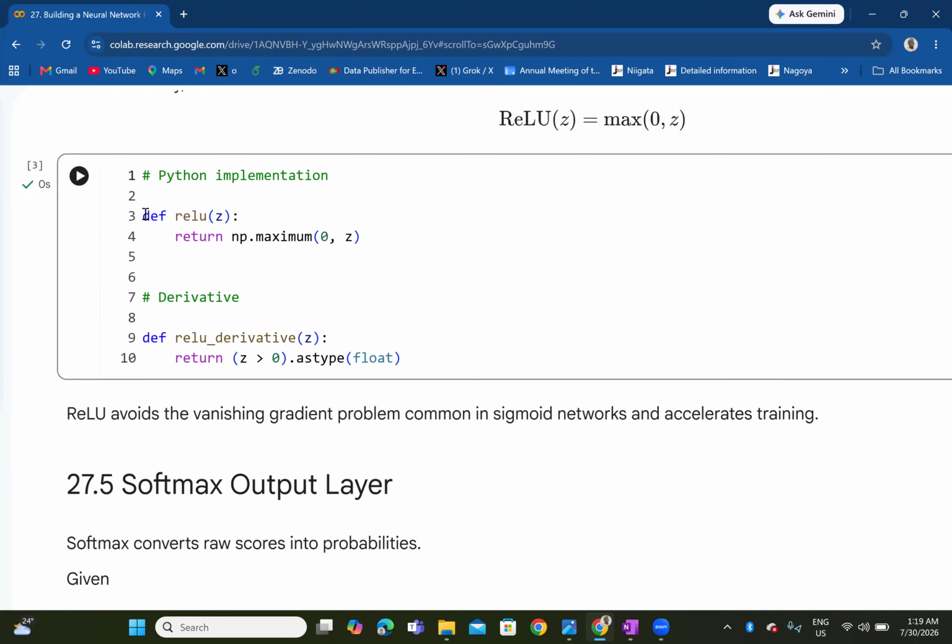Then, define the ReLU function, which is you just take the maximum of 0 and Z. And for the derivative, you have the ReLU derivative. So you return Z greater than 0 as type float.